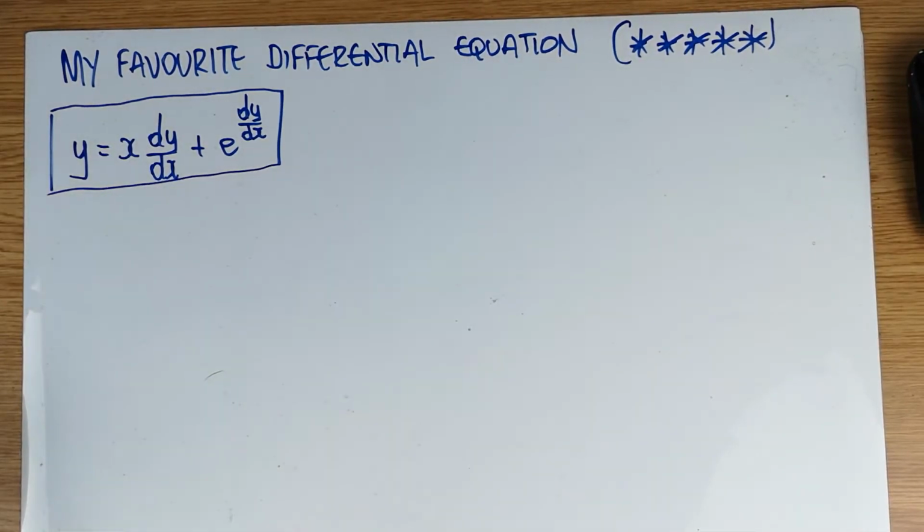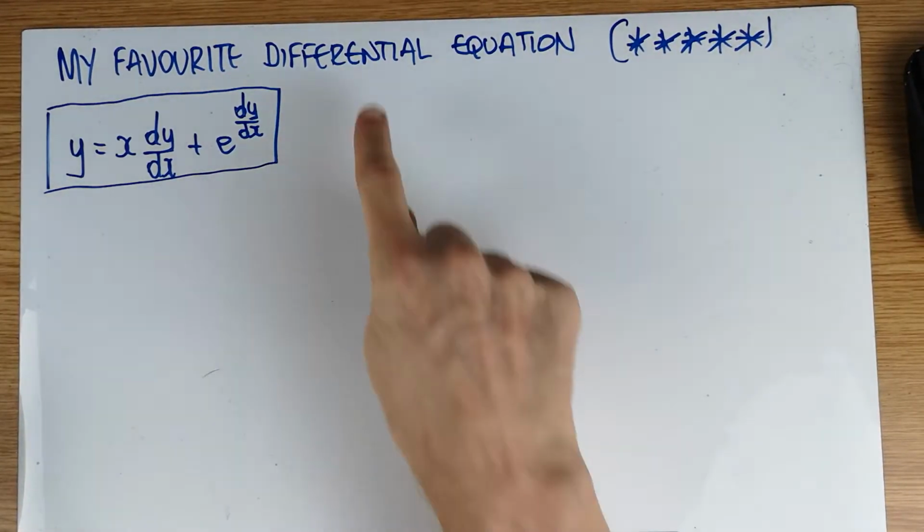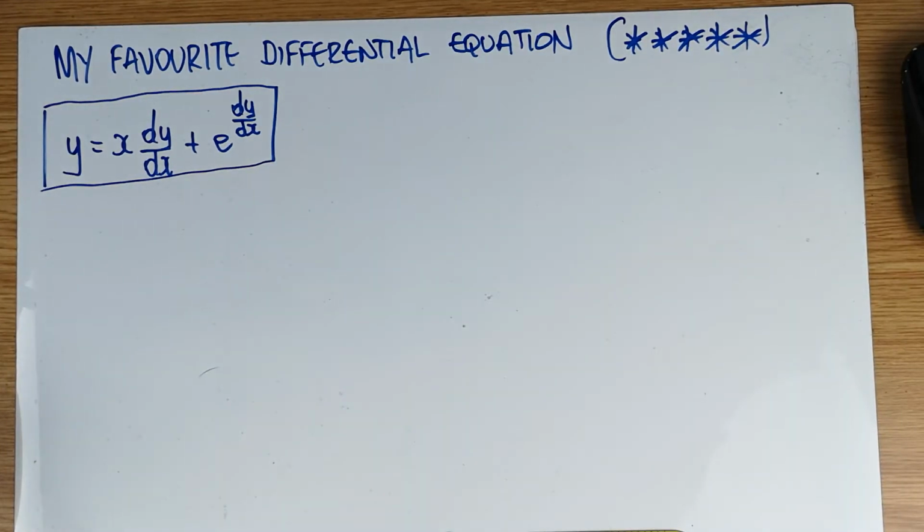Hello and welcome. The title: my favorite differential equation. Here it is: y is equal to x dy by dx plus e to the power of dy by dx. I wish I had written this question, but it wasn't me. Where is it coming from?